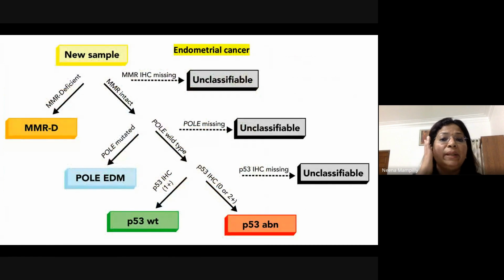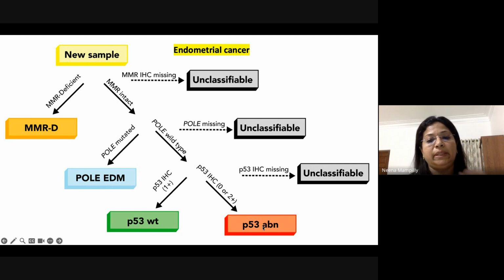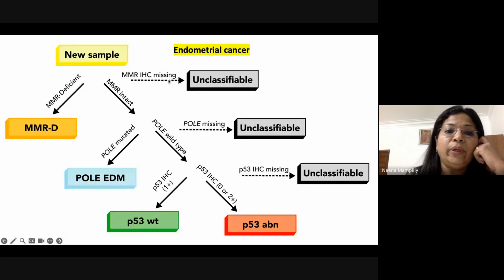Now, if you look at endometrial cancer, every diagnosed case of endometrial cancer, you have to follow this pathway. So you do an MMR. If it's deficient, it goes into the MMR deficient category. If it's intact, you do the POLE mutation, and it goes into the POLE category. And if POLE is wild type, then you do a P53. It goes into the P53 wild category, and if it's mutant, it goes into the P53 abnormal category. Now, if you don't do any of these, then your endometrial cancer becomes unclassifiable.